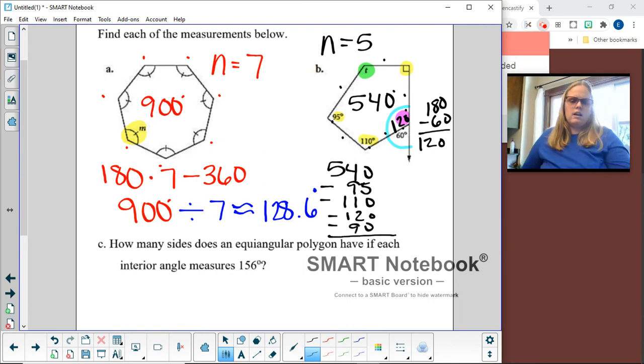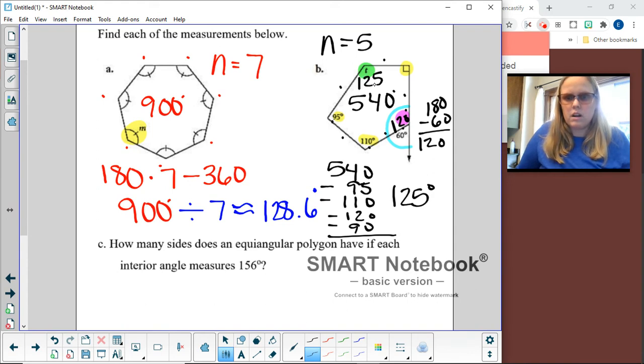That's a lot of math. So I'm going to use my calculator again. 540 minus 95 equals minus 110 equals minus 120 equals minus 90 equals. I am left with 125 degrees. And so angle T would be 125 degrees.